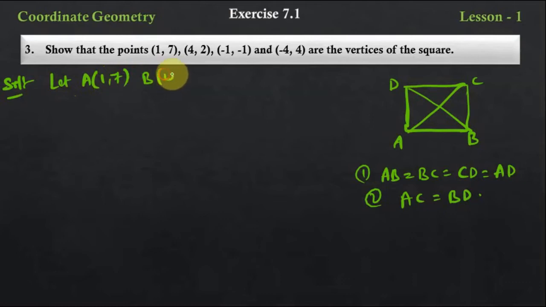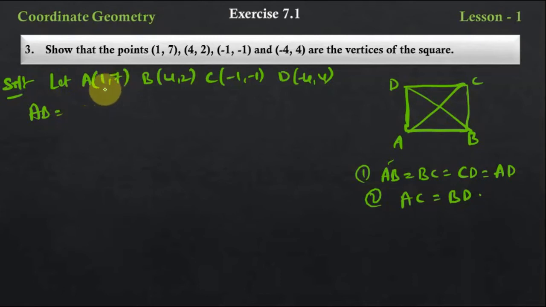Second, B is (4, 2). Third point as C is (-1, -1). And the fourth one as D is (-4, 4). So now we'll start doing the first property, all sides. So AB first. AB means the distance between A and B.